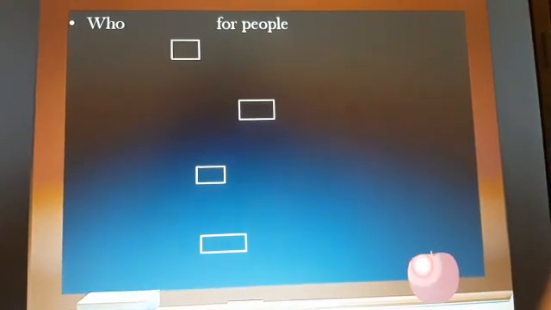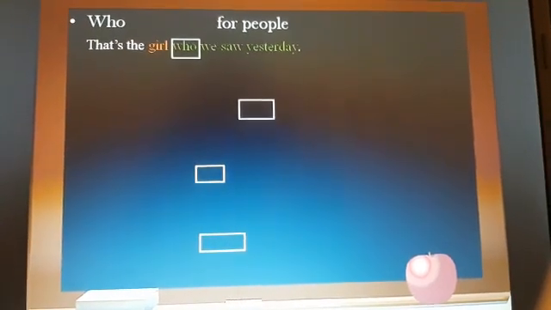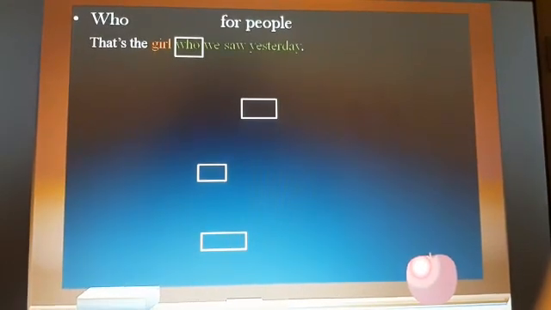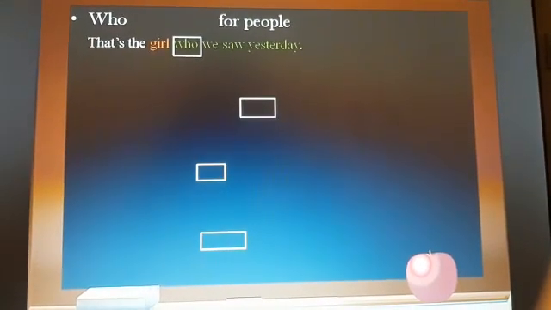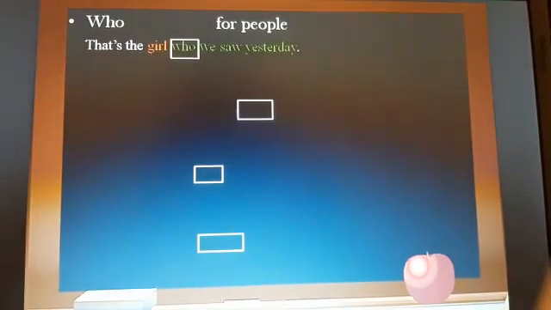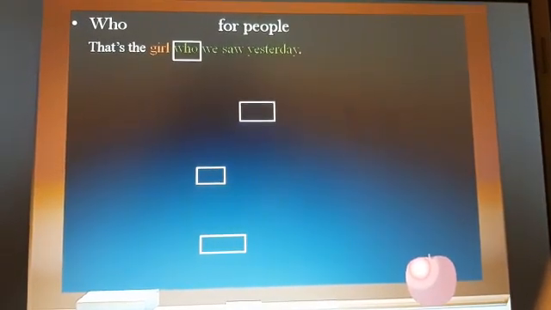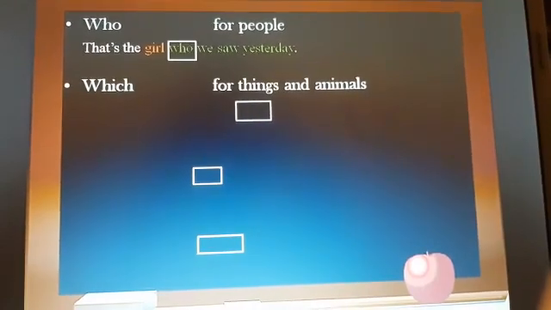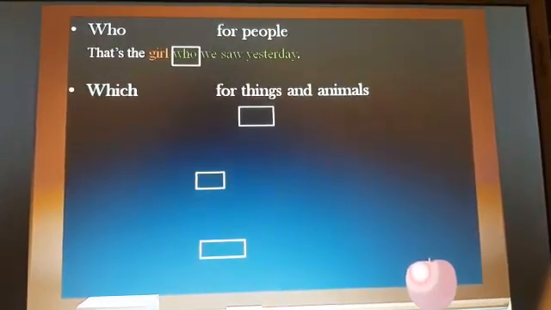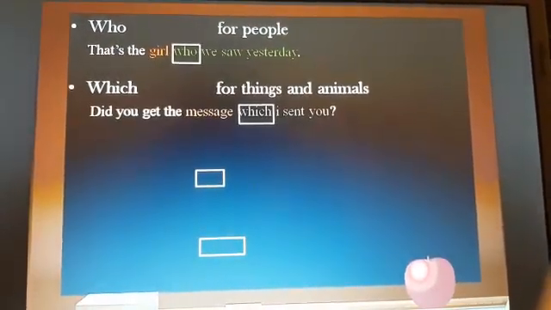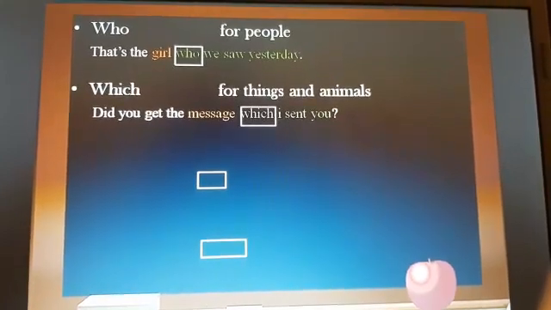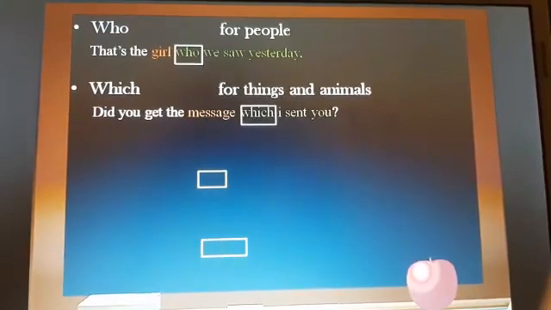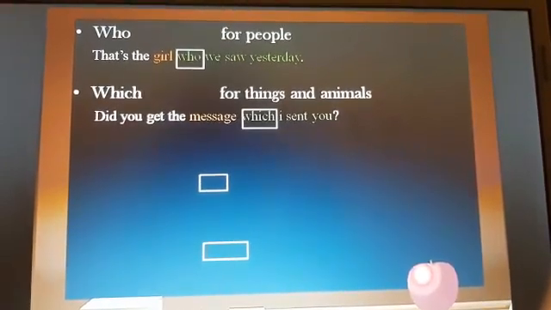We use who for people. That's the girl who we saw yesterday. Who we saw yesterday is a defining relative clause. Who is the relative pronoun which represents the girl. Which is used for things and animals. Did you get the message which I sent you? Which is the relative pronoun and represents the message.